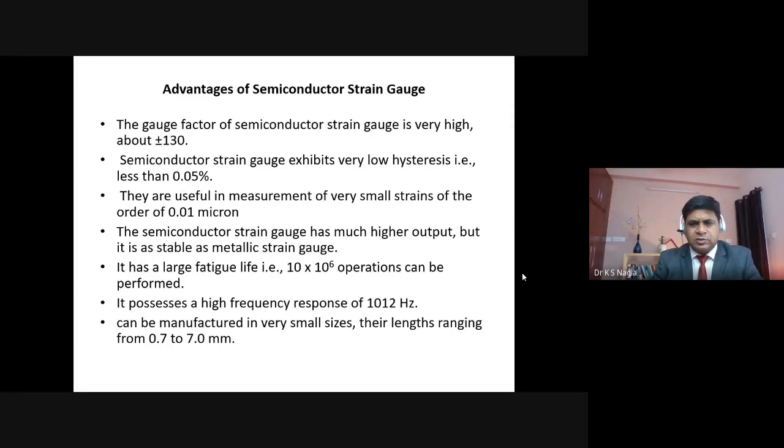The semiconductor strain gauge has a much higher output, and it is as stable as the metallic strain gauge. It has a large fatigue life, that is, 10 raised to power 6 operations can be performed. It possesses a high frequency response and can be manufactured in a very large size, with the length ranging from 0.7 to 7 millimeter. The frequency response is very high, which means vibrations can also be measured, as the response is good.